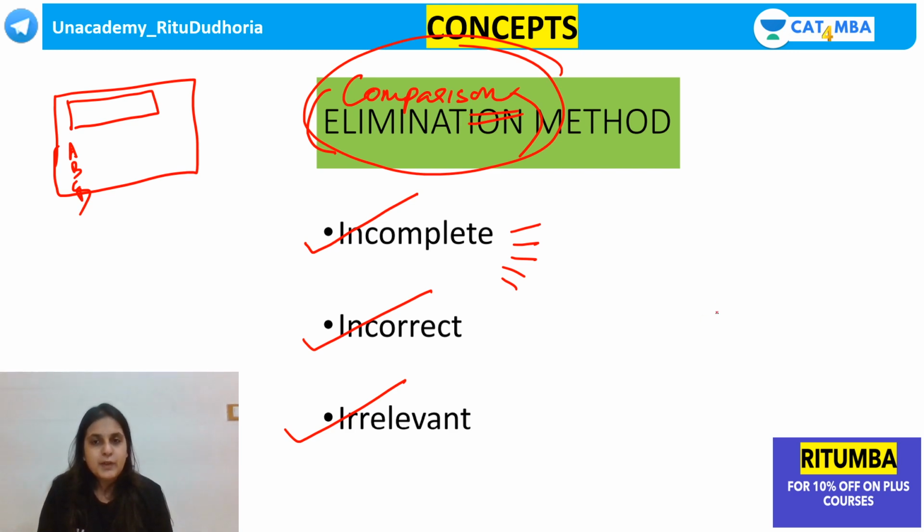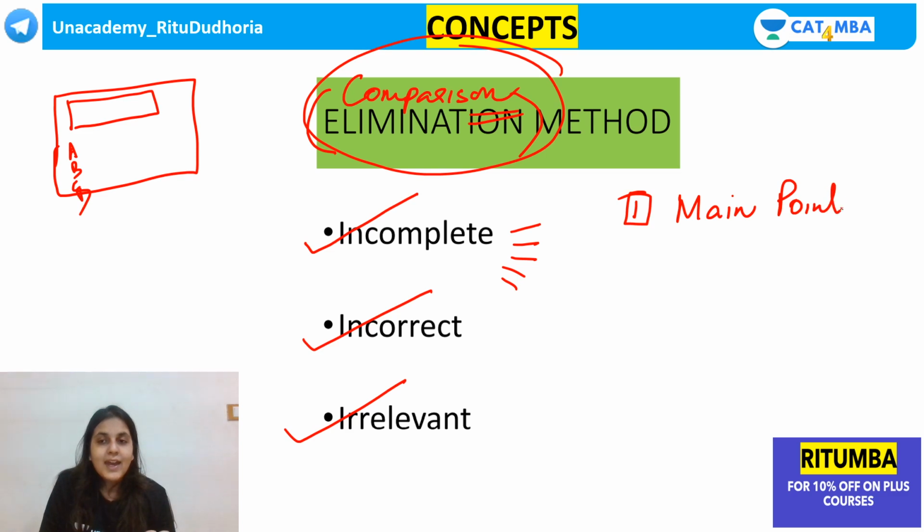No summary is going to be perfect. So the first step in order to answer this question is you have to understand what are the main points and what are the sub points. That is the first thing. Now, what are the main points and what are the sub points?